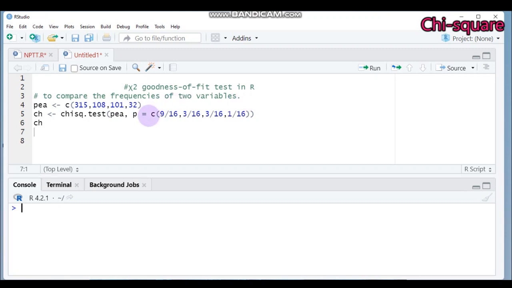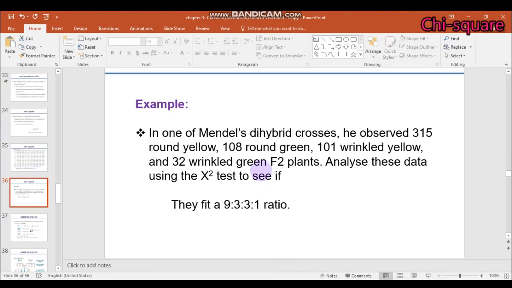So in order to carry out the chi-square goodness of fit test in our software, I provide you one example, which deals with the dihybrid cross of Mendel. So Mendel observed 315 round, which is the shape of the bean, and yellow is the color of the bean. Again, he observed 108 round green, 101 wrinkled yellow, and lastly 32 wrinkled green F2 plants.